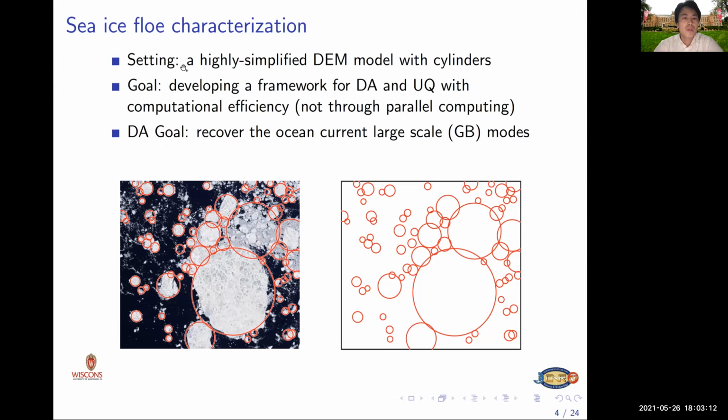For this purpose, we use a highly simplified DEM model with cylinders. In this domain, the floes are characterized simply by cylinders. Our data assimilation goal is to recover the large-scale ocean current Fourier modes.